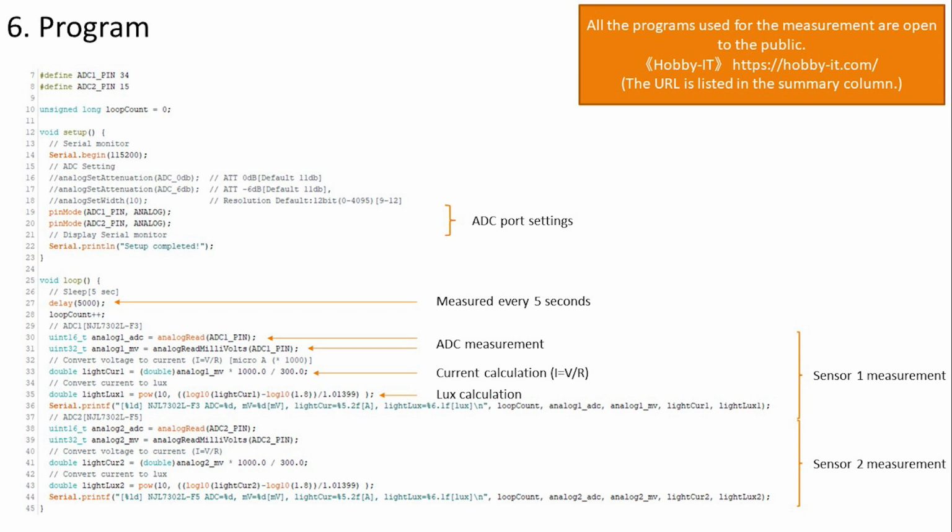Using the relational expression derived from the graph earlier, lux is calculated from the current. Finally, the obtained value and the calculated value are output to the serial monitor. This measurement is performed for 2 sensors every 5 seconds. The same program is used for other sensors, so the explanation is omitted.